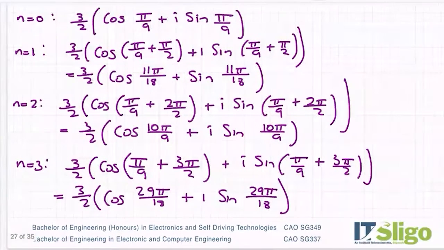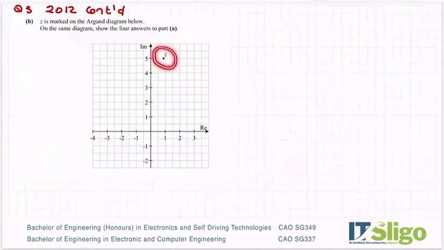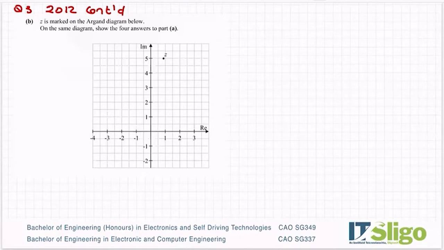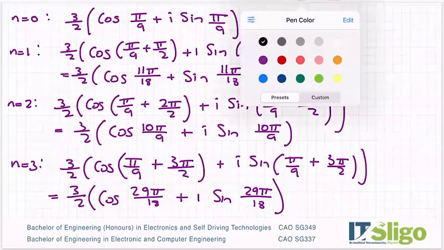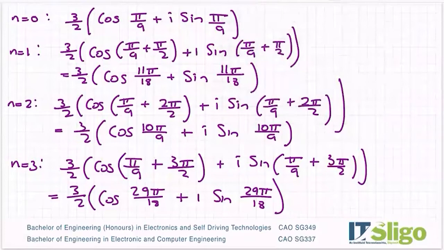Part B then said, Z is marked on the Argand diagram. On the same diagram, show the 4 answers to part A. Right. So to plot them, we need to change them to rectangular form, okay? So the polar form is no good to us for plotting them, so actually we have to change them to rectangular form anyway. So I'm going to do it on the same page. I'm going to come over here and do them and then plot them. Okay, so how do I do them? Well, I'm changing my calculator to radians first. So that's it in radians.